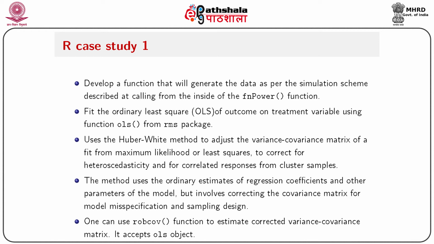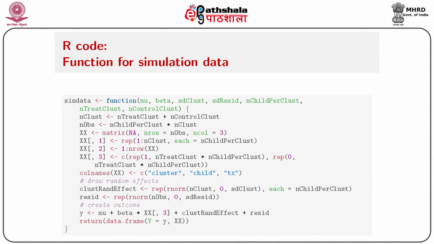The method uses the ordinary estimates of regression coefficients and other parameters of the model, but involves correcting the covariance matrix for model misspecification and sampling design. One can use the robcov function to estimate the corrected variance-covariance matrix. It accepts an ols object. So here is the function I am defining.